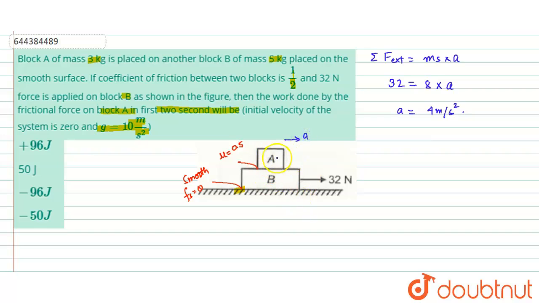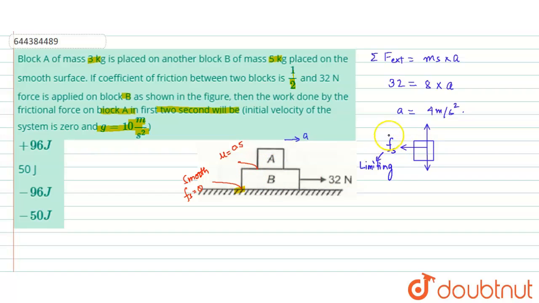Now let us see what happens with the first block. If we draw the free body diagram for the first block, two forces act on the block. One is mg, acting downward, and the other is the normal reaction. This will be the friction force. Let us find the maximum friction force which can act between these two blocks. This is Fs, the limiting friction force. Remember, this is the maximum value of friction. First we will find the value of limiting friction, and then we will see what will be the frictional force acting between the blocks.